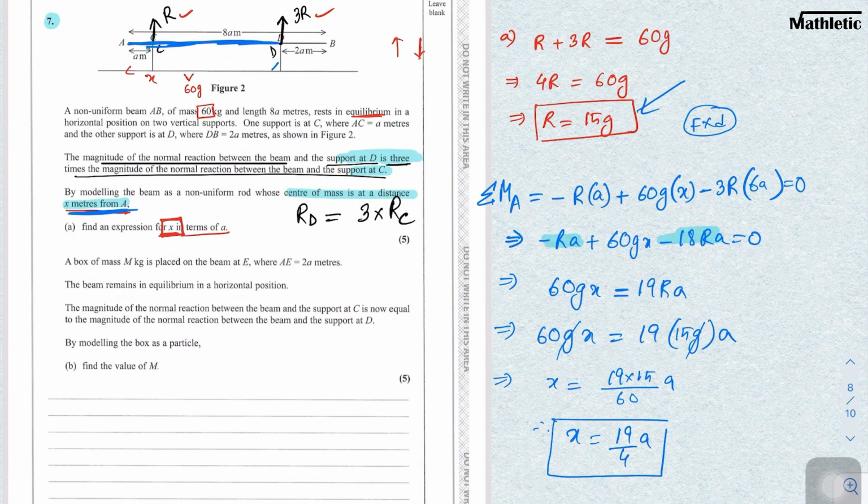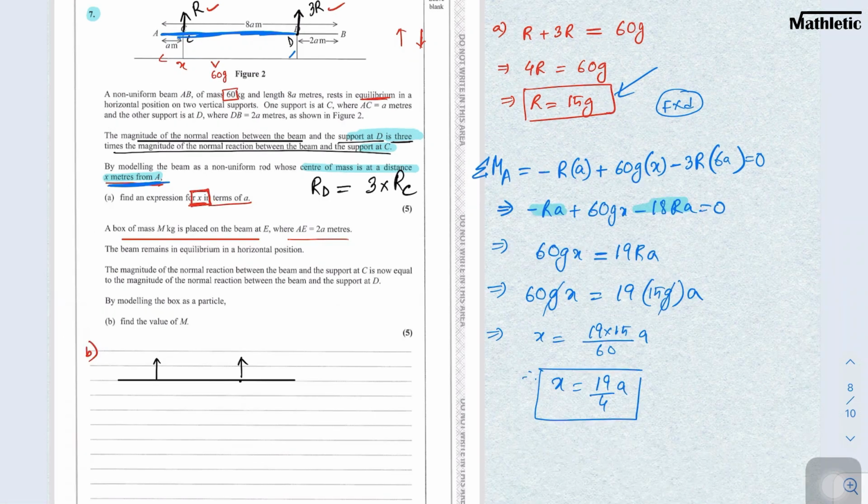Next, for part B, the situation has changed. This box of mass M is now placed at point E. So for that, let me just draw a new diagram. So we have this beam AB, and we have two supports at C and D. The box of mass M kg is placed at point E. AE is 2a. So this is E. AE is 2a. AC is a, as it was initially mentioned. DB is 2a.